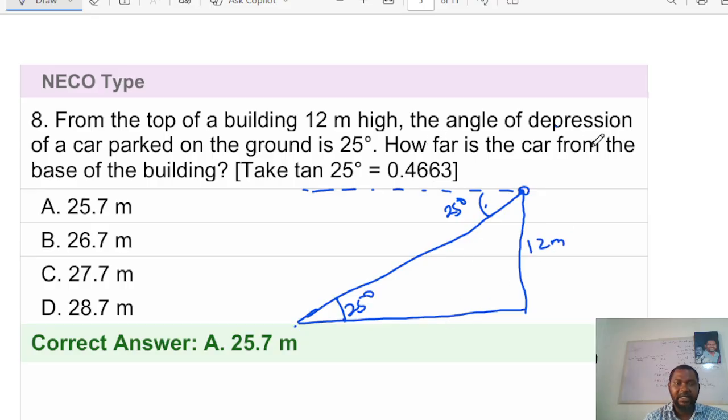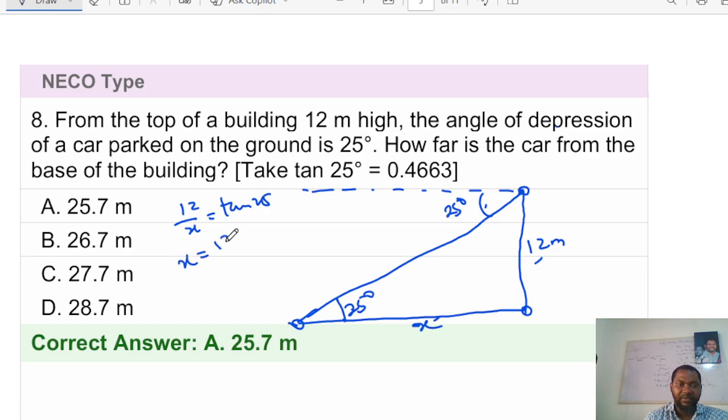The height of the building is 12 meters. How far is the car from the base of the building? This is the base of the building, this is the car, and that's what we are looking for. I'm going to use x here. So 12 is opposite, x is adjacent, so 12 over x is equal to tan 25.